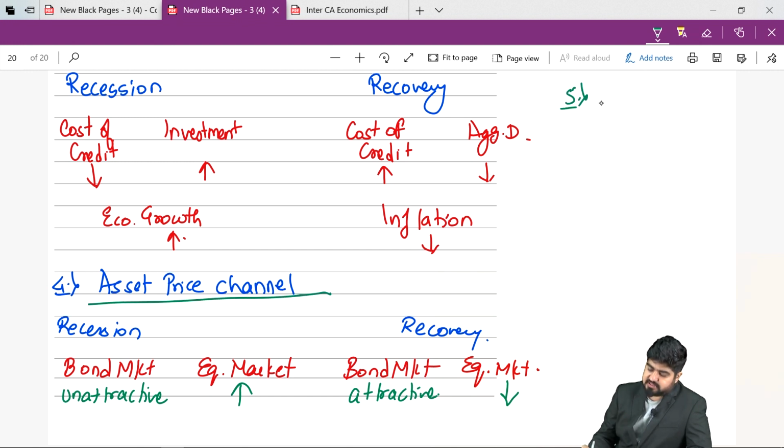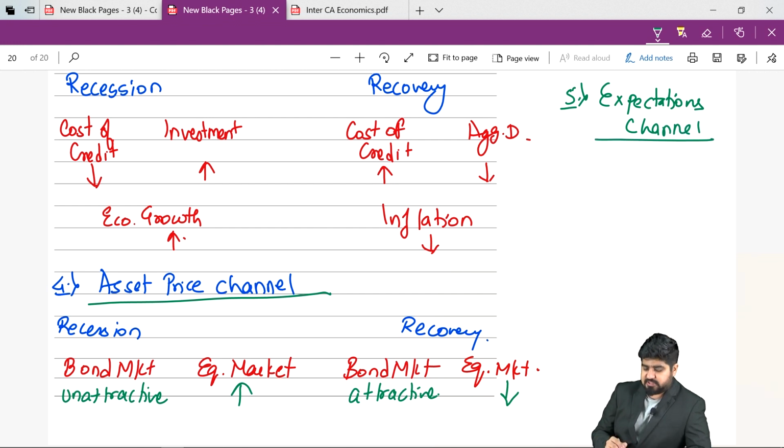Fifth one, students, it is nothing but expectations channel. Now when I say expectations channel, no arrows as such, just the theoretical part that you need to remember.